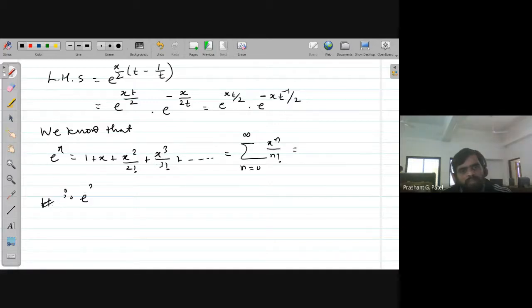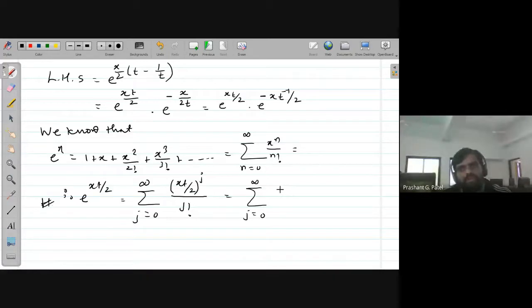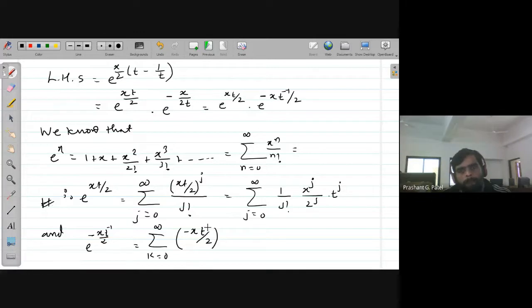Therefore e power xt upon 2 will be summation j running from 0 to infinity (xt by 2) power j upon j factorial, which I can write as 1 upon j factorial x power j upon 2 power j into t power j, and e power minus x t power minus 1 upon 2 can also be written as summation k running from 0 to infinity (minus 1) raised to k upon k factorial x power k upon 2 power k into t power minus k.